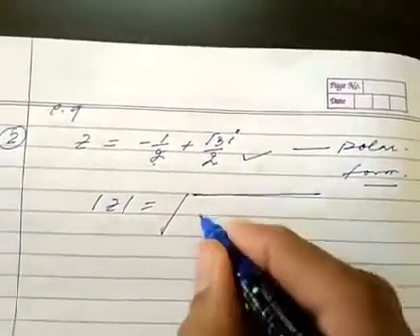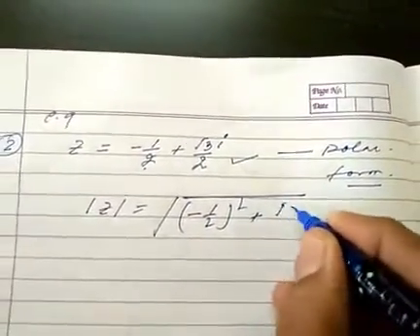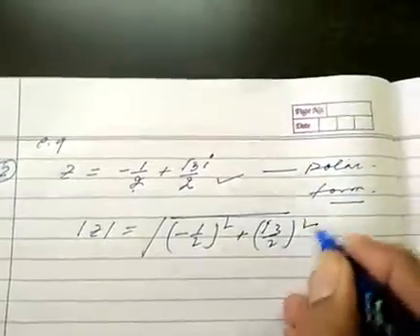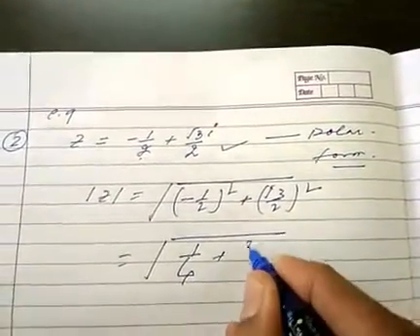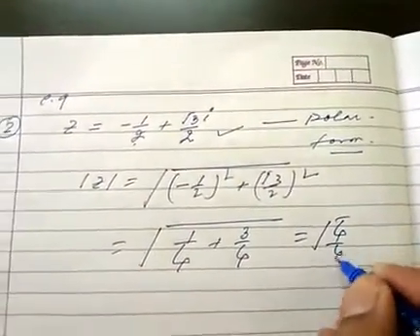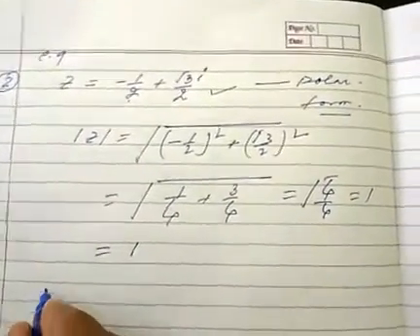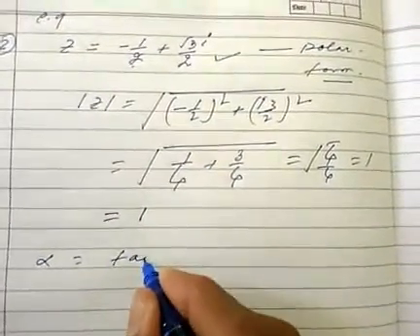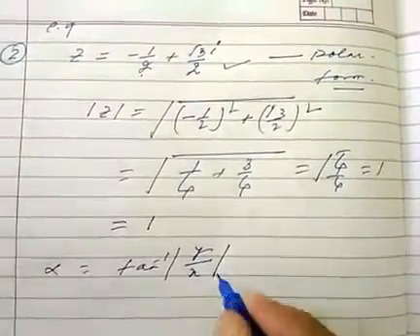This is root under minus 1 by 2 whole square, that is real square, plus root 3 by 2 whole square, that is imaginary square, and that will give you 1 by 4 plus 3 by 4, and that will give you 4 by 4, and that is 1. So for this case mod is 1. Now we'll find alpha. What is alpha? Alpha, again I am declaring, this is tan inverse mod y by x.